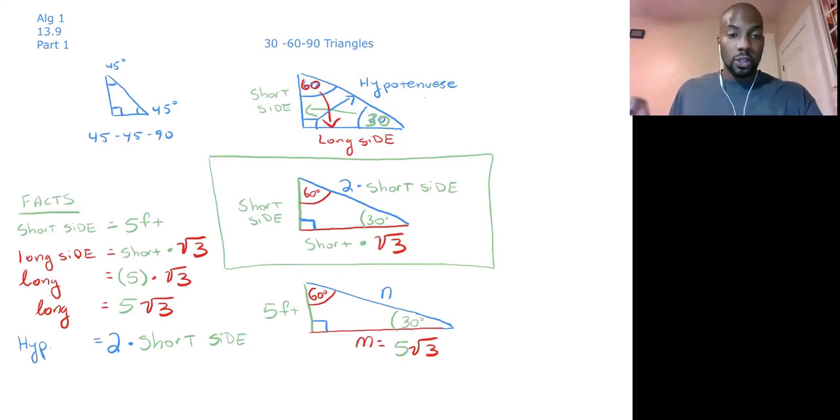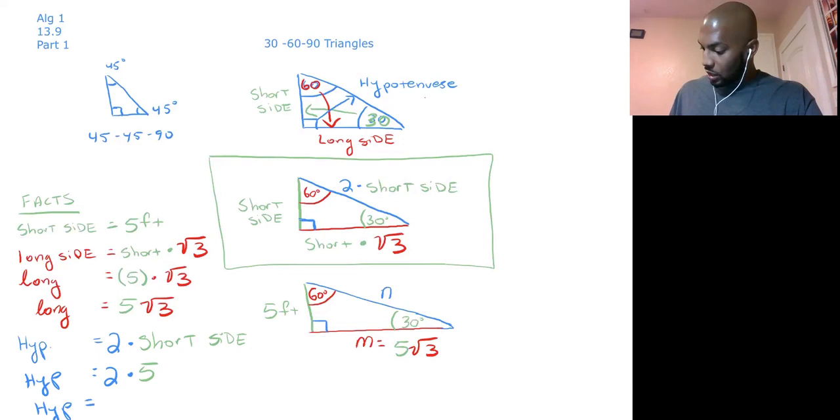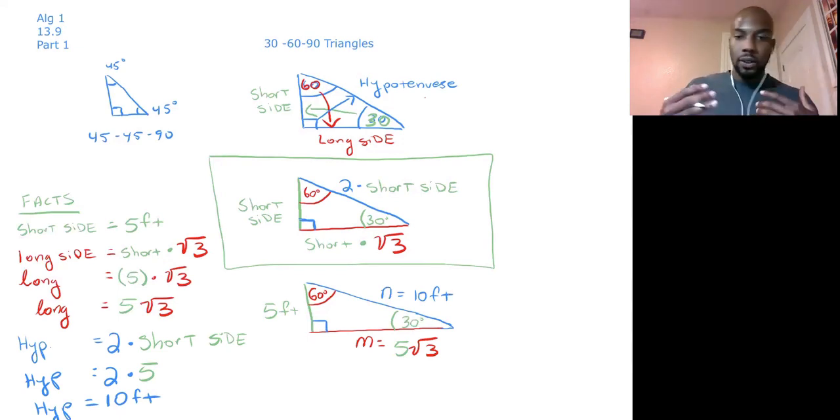Do I know what the short side length is? I do. The short side length is what they told us was 5. So now I know for a fact, doing basic math, that my hypotenuse is 2 times 5, which is 10 feet. N is equal to 10 feet. And so I have resolved a rather complicated looking problem into a very simple problem, simply using this key here. So don't forget to write down your key and use it.